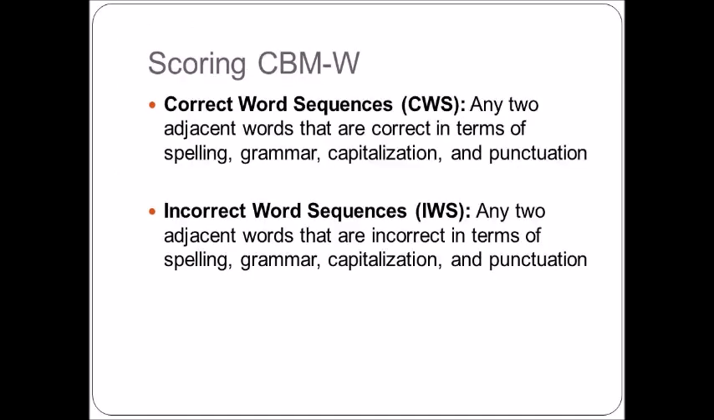Correct word sequences are any two adjacent words that are spelled correctly and used correctly in the context of the sentence, including capitalization and punctuation. Incorrect word sequences are any two adjacent words that are either not spelled correctly or not used correctly in context.